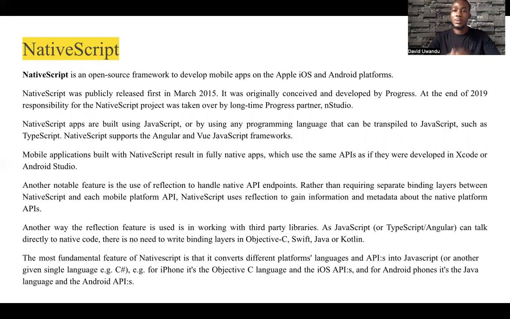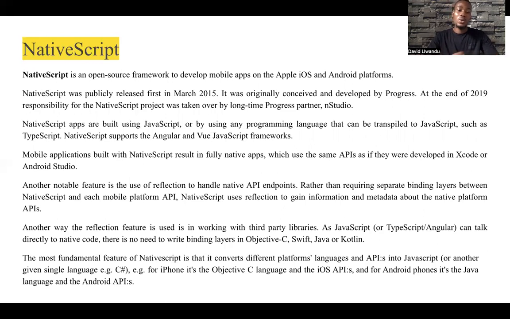So those are the apps that are built with NativeScript. So that's one of the advantages of NativeScript there. Now, another notable feature is the use of reflection to handle native API endpoints. So rather than requiring separate layers between the script and the platform API, we just use reflection to gain information and metadata about the native platform APIs. And after that, if there's any update to these APIs, NativeScript will automatically update itself. And that's one of the best features about it.